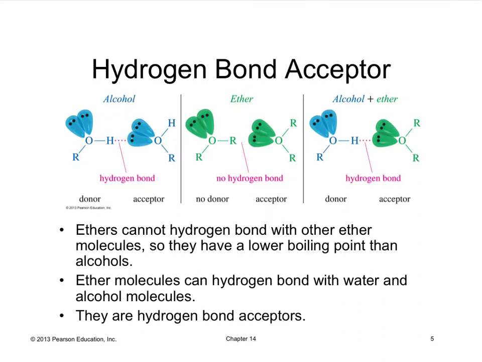In terms of hydrogen bonding, ethers cannot hydrogen bond with another ether, so they have lower boiling points than alcohols. Ether molecules can hydrogen bond with water and alcohol molecules, so they are hydrogen bond acceptors. Shown here are an alcohol and an ether. Ethers can't do hydrogen bonding with each other, alcohols can, but ethers with alcohols can do a hydrogen bond.